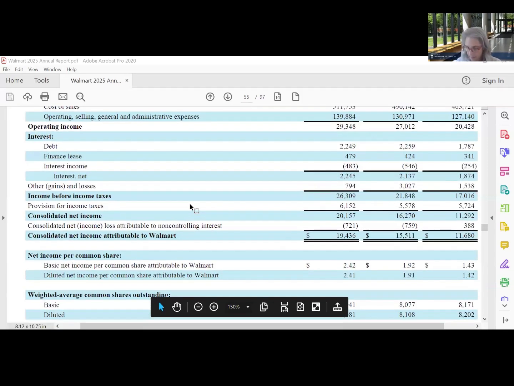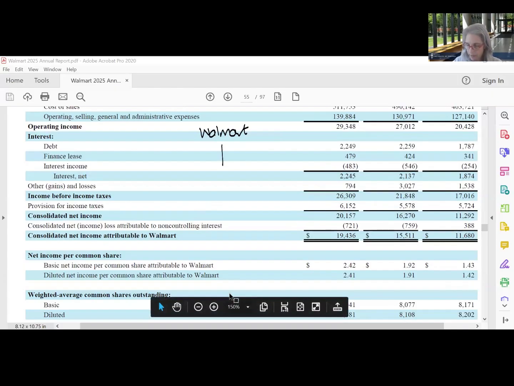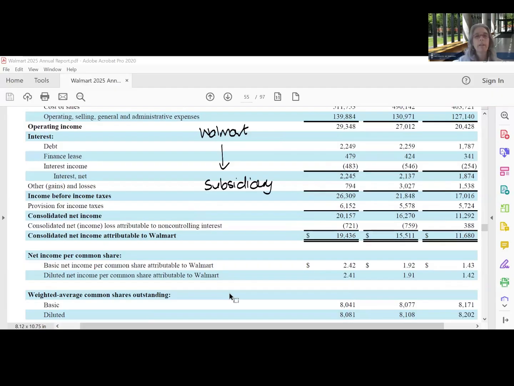Okay, so what this means is if a company like Walmart, let's say, Walmart owns a subsidiary. And let's say it owns 90% of the subsidiary, so it controls it. There must be some other people who own the remaining 10%.